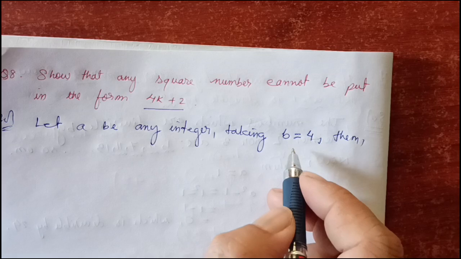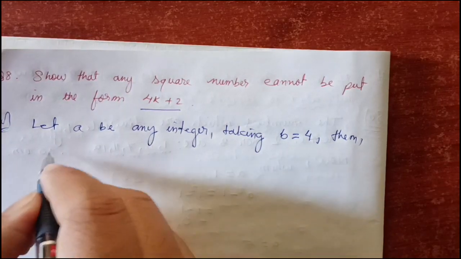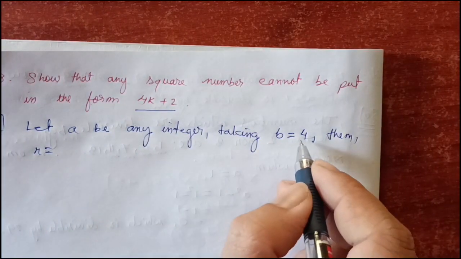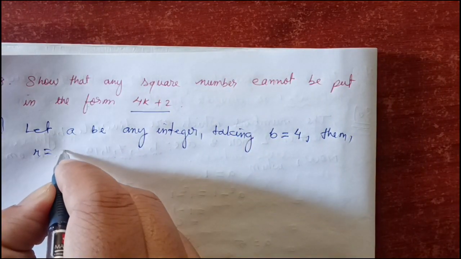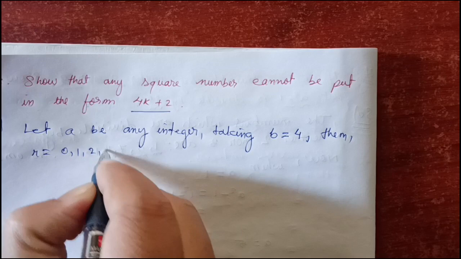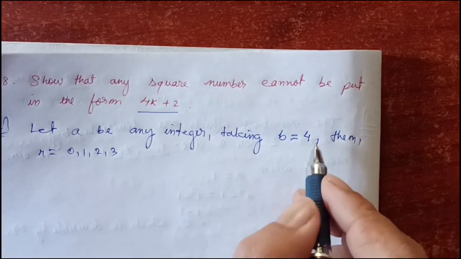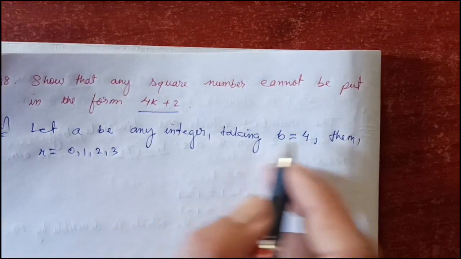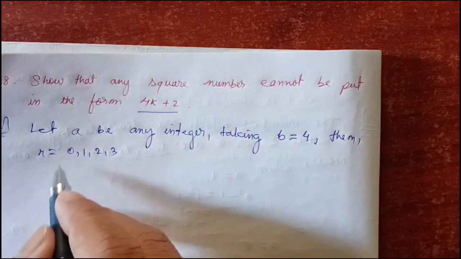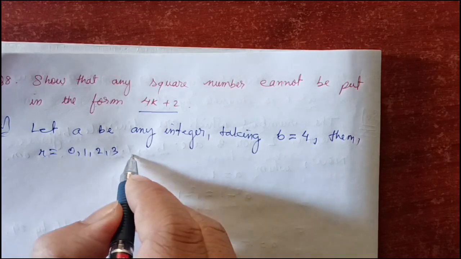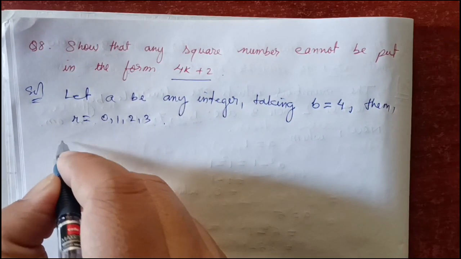Then if the divisor is 4, I told you what will be the r value. So since this is 4, the r value can be up to 3. 0, 1, 2 and 3. Alright, if this 4, we can write only up to 3. If this 5, we can write only up to 4. So in our question, the divisor is 4. So the remainder can be up to 3. Alright. Okay. Now let us continue.